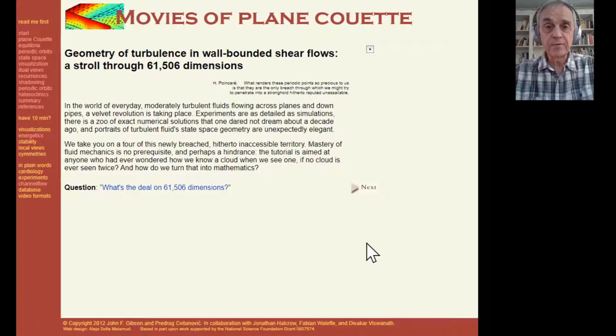Something that impressed me most in this millennium was a discovery that one could find this kind of unstable structure, that they could be computed and experimentally discovered. You start in 61,506 dimensions.